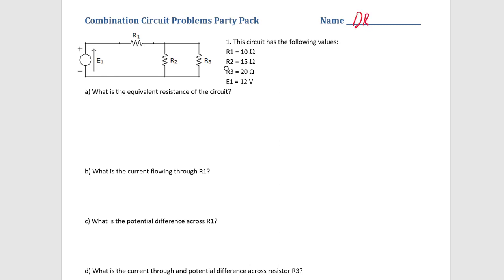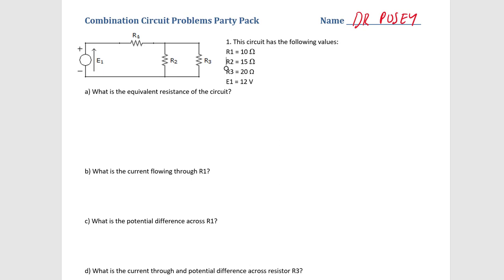This one should not really be attempted until you've done the set questions in Pearson, but let's see how we go. In the first problem, you've got a parallel section that is in series with resistor 1. The first question is a pretty straightforward one. It's asking for the equivalent resistance of that circuit.